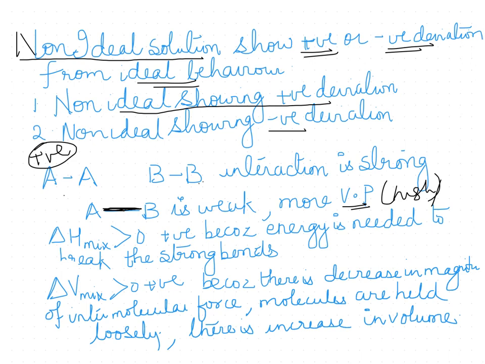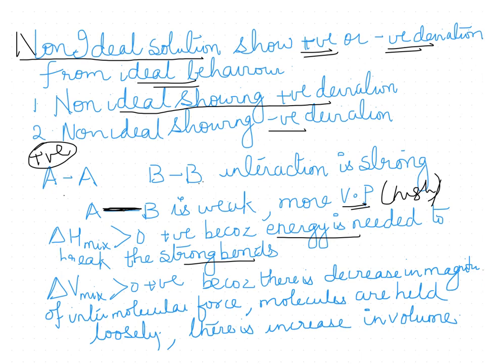Delta H mixing is greater than 0, meaning delta H mixing is positive, because energy is needed to break the strong bonds. I told you AA and BB bonds are very strong, but AB bond is weak. So in order to break the AA and BB bonds, we require a tremendous amount of energy. That means energy has to be supplied, so delta H mixing is greater than 0 and therefore positive. Similarly, delta V mixing is also positive.